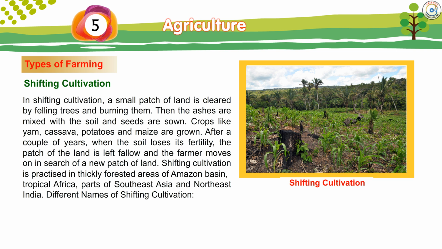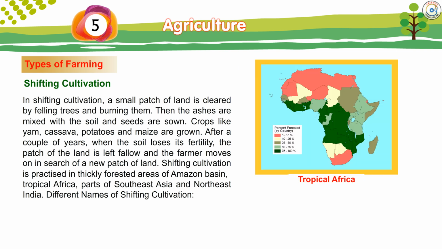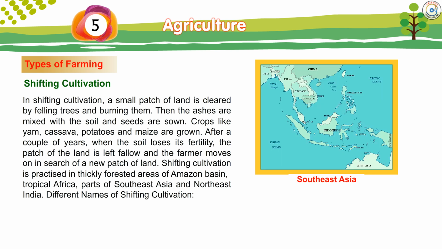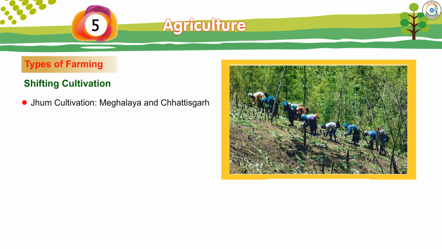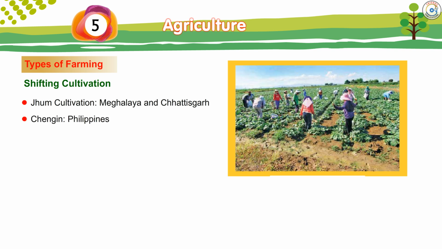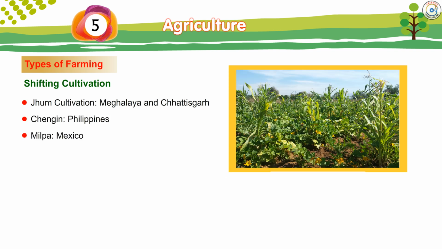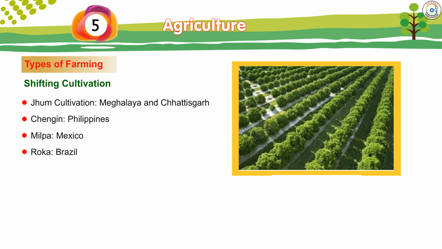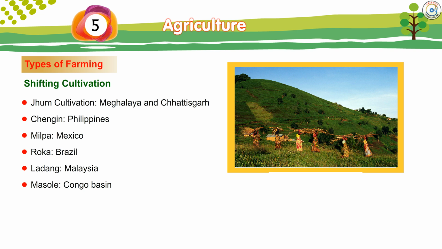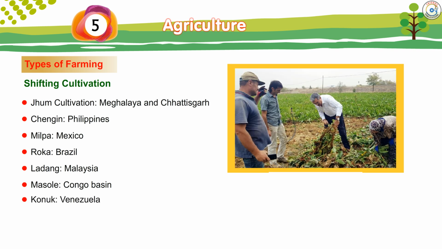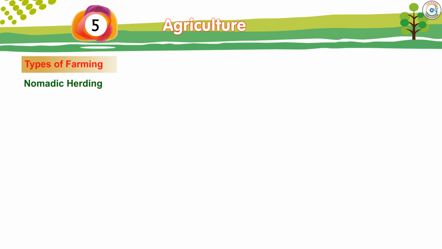Shifting cultivation is practiced in thickly forested areas of the Amazon basin, tropical Africa, parts of Southeast Asia and Northeast India. Different names of shifting cultivation: Jhum cultivation in Meghalaya and Chhattisgarh, Chengin in Philippines, Milpa in Mexico, Roca in Brazil, Ladang in Malaysia, Masol in Congo Basin, Konuko in Venezuela.